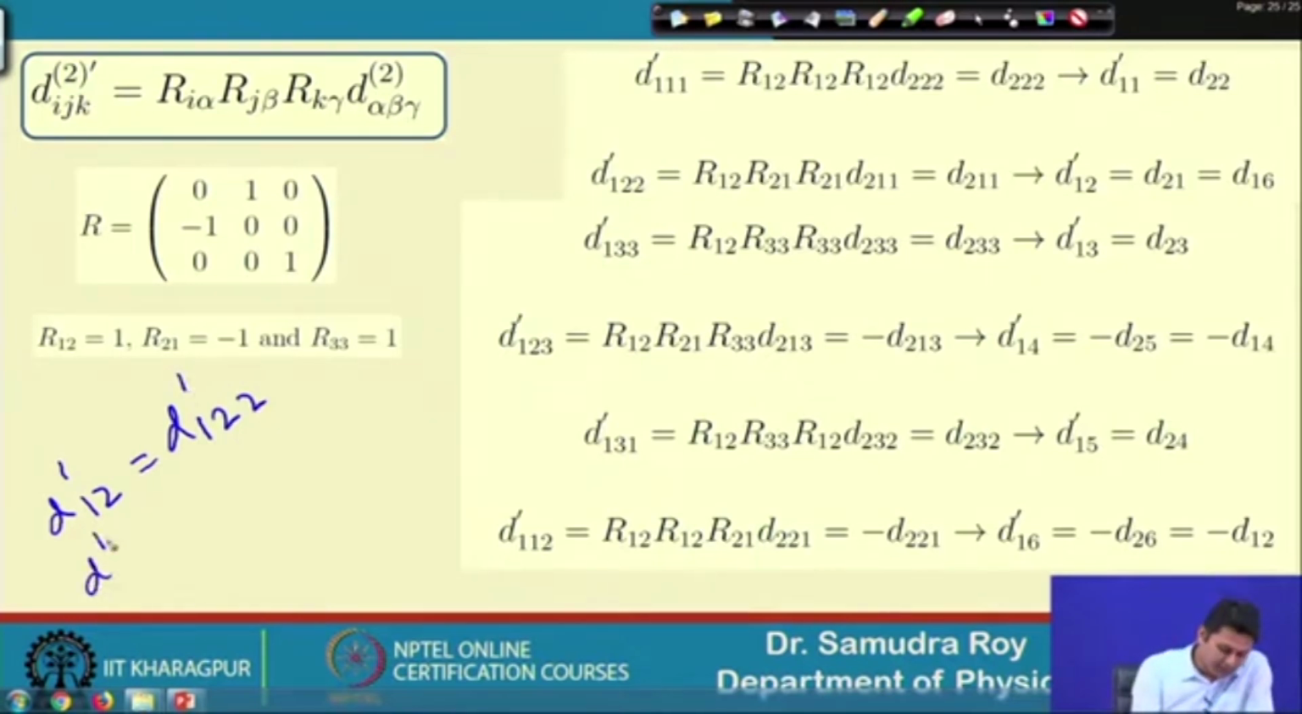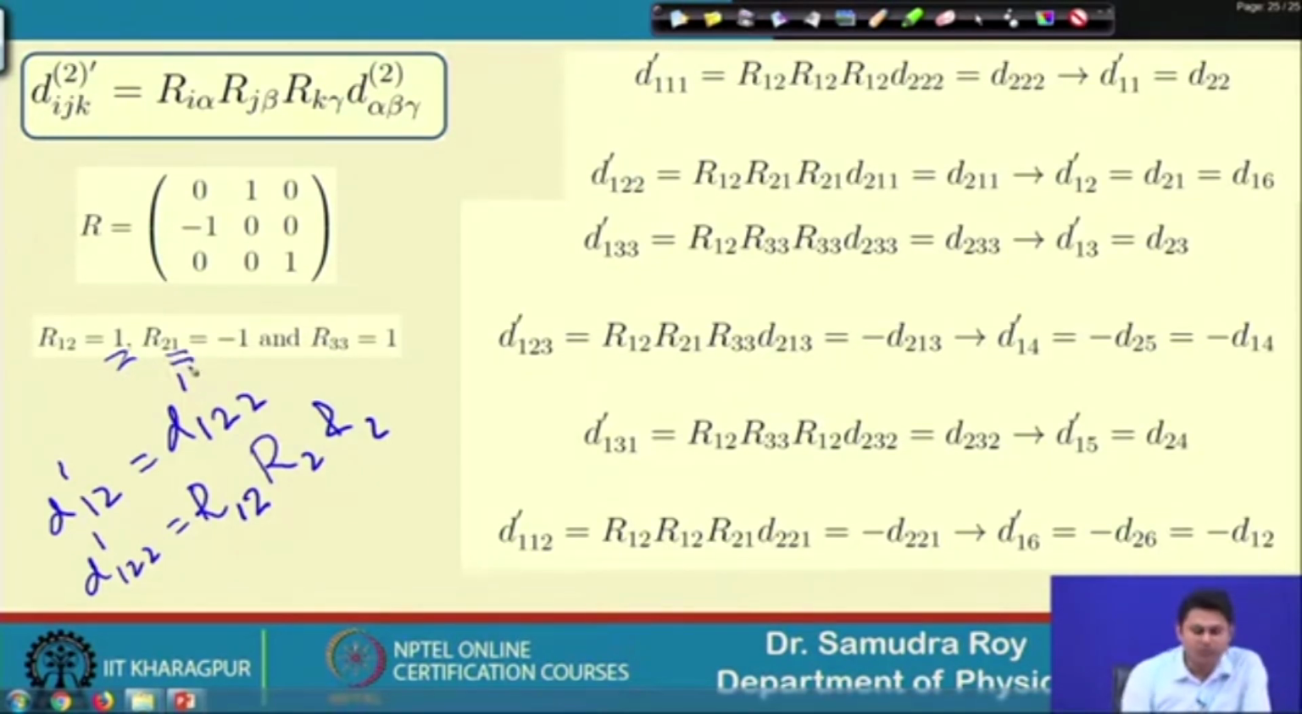So, D 12 prime is D 122 prime. Now, we know that D prime 122 means I have to put R 1 here, R 2 here and R 2 here, because i j k here is 1 2 2. So, i is equal to 1, j is equal to 2, k is equal to 2. Again, as soon as I put R 1 here, only for non-zero components, I need to put R 2, because R 12 is only 1, other terms are 0. When I put R 2 here, then we find that 2 1 is a component which is non-zero. So, I have to put 1 1 here, and here again I need to put R 2 1 here, so that here this 2 1 1. I put like this.